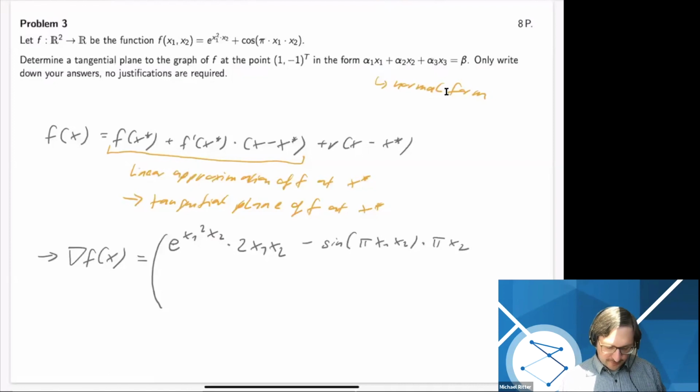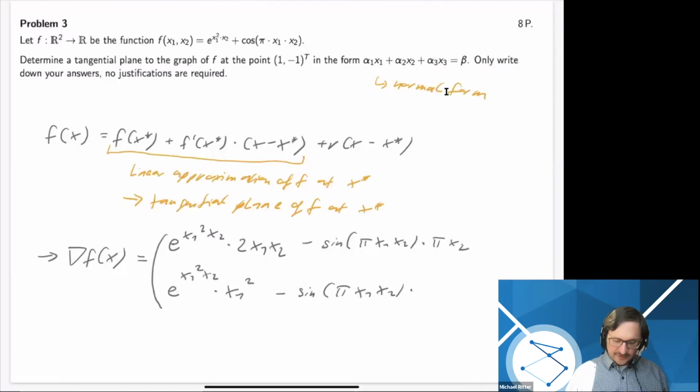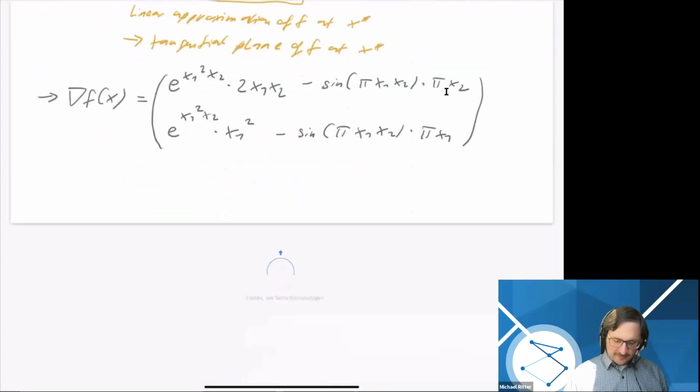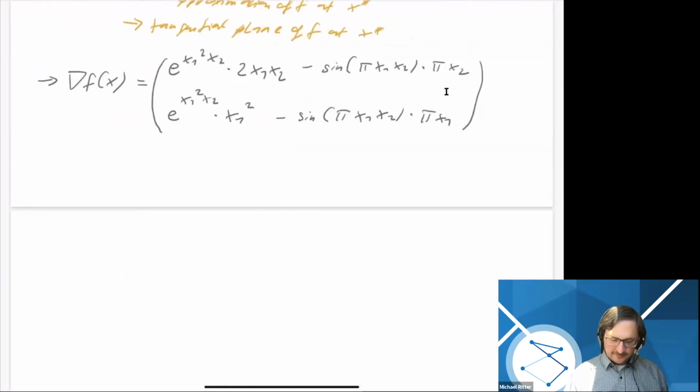And for x2, things look similar. Then we have e to the x1 squared x2 times x1 squared. And here we again have the cosine, meaning we again get minus sine of pi x1 x2. This time we differentiate the inner function with respect to x2, so we get pi x1 as a factor here. Okay, so that's our gradient.